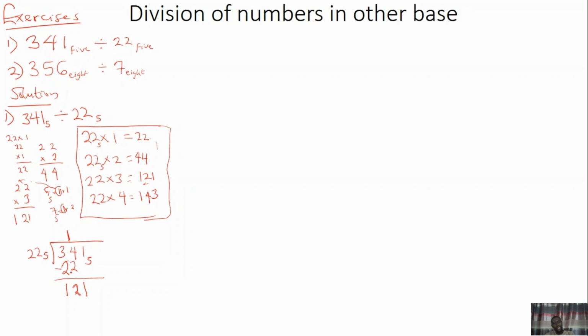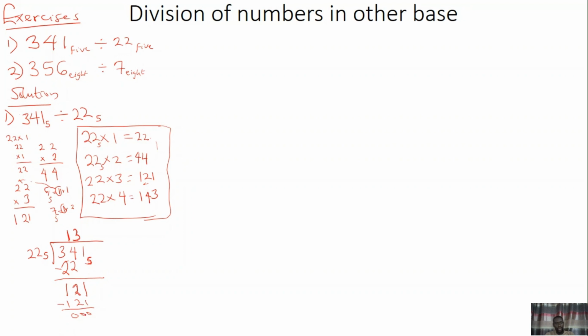So meaning that 22 goes in 121 3 times. Okay, we're going to write the 3 here. Then we say 22 times 3 in base 5 is going to give us 121. Then we write the 121 here. Okay. Now we are going to subtract this 121 from 121, and that's going to give us 0. And since there is no other numbers remaining here, don't forget that this is the number indicating the base. That is base 5. Okay. So that is 0.